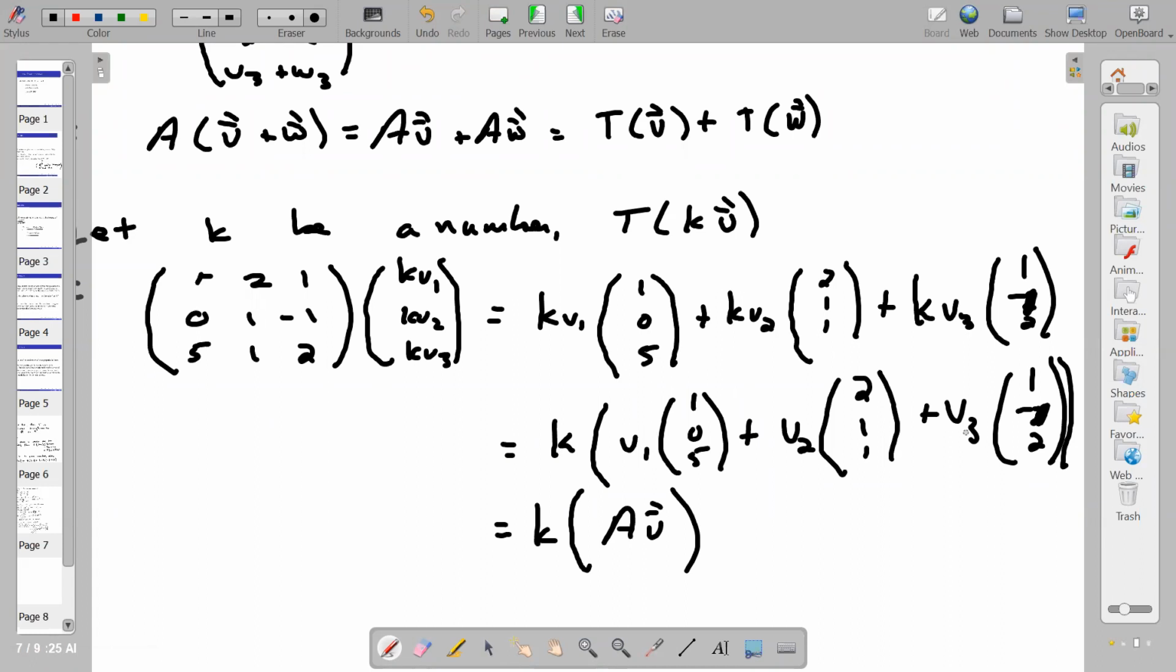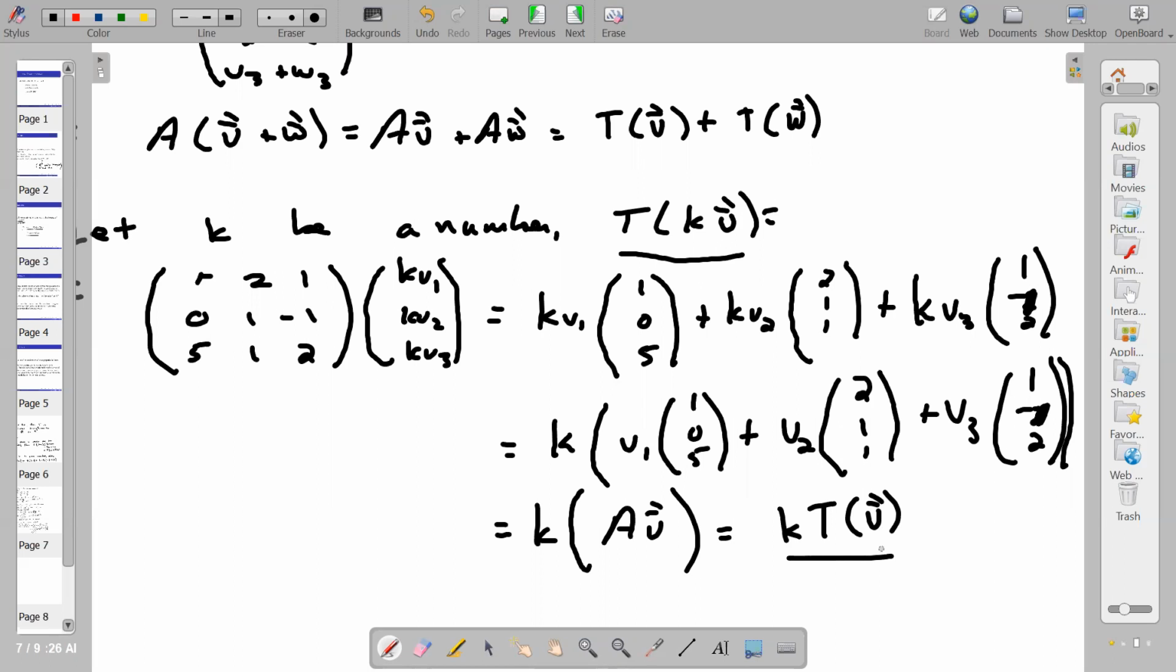So that verifies, in a sense, the second property. So T of k times V is basically the product of these matrices. We verified that's the same. I guess I should write one more thing down. That's the same as k times T of V. So, we verified that you can pull out the constant.